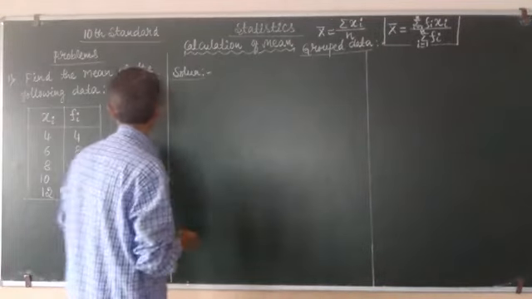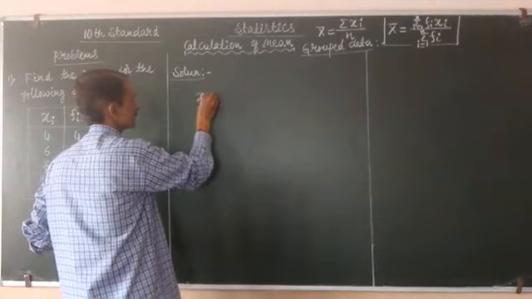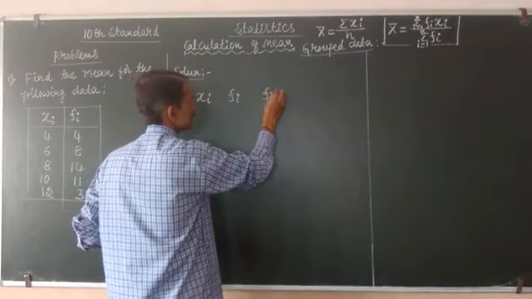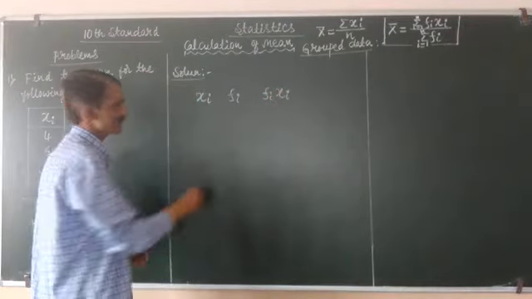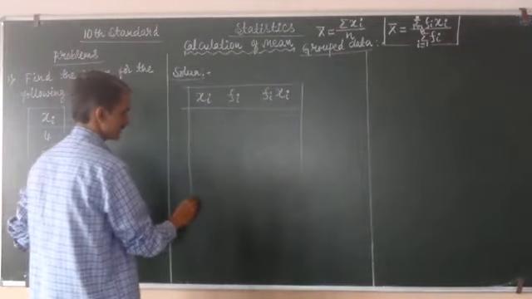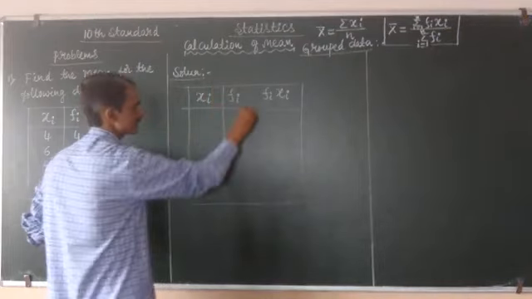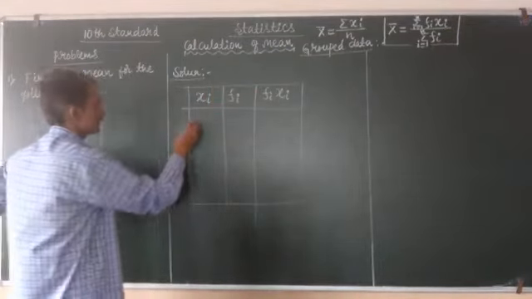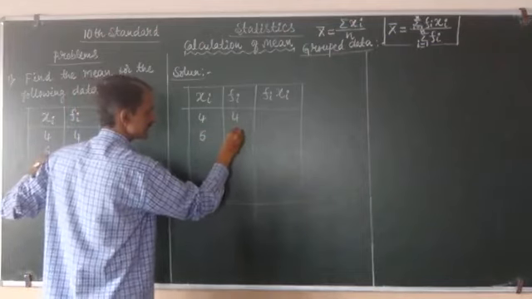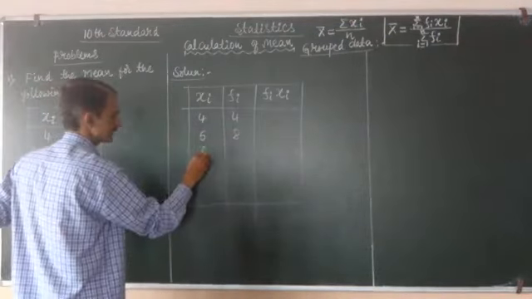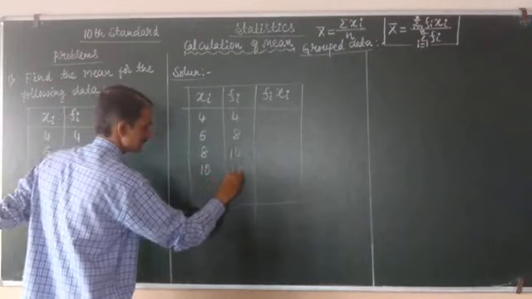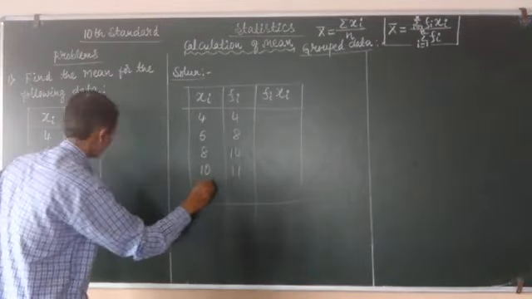Now we have to write the columns. One column xi, another fi, and here fi into xi. Now write down all the scores and frequencies. Score 4 has frequency 4. 6 has frequency 8. 8 has frequency 14. 10 has frequency 11. 12 has frequency 3.